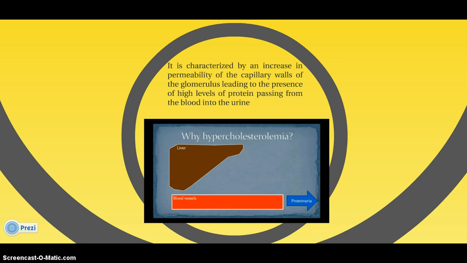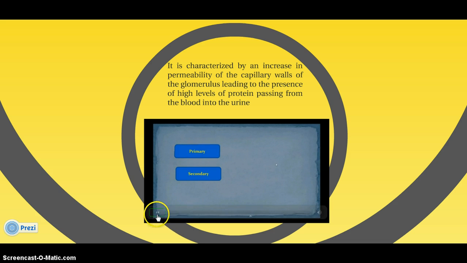So why does the patient with nephrotic syndrome have increase in cholesterol level? When the patient has proteinuria, this will lead to decreased level of protein in serum blood, and as a result we will have increased lipoprotein synthesis in the liver and also decreased lipoprotein metabolism. This will lead to increased level of cholesterol and triglyceride in serum blood. Nephrotic syndrome can happen due to primary causes or secondary causes.